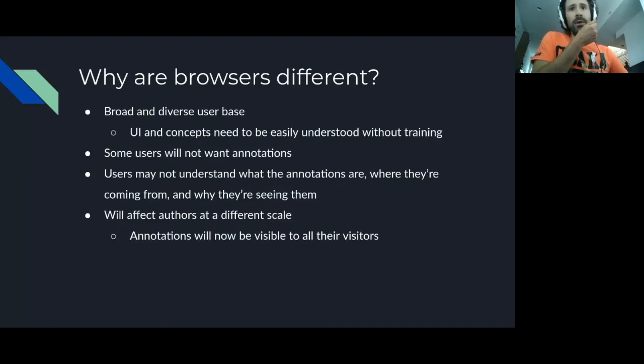Unlike when a user seeks out and installs an annotation client, our users might not actually know about annotations or want them at all. So this is a very big difference. If you install Hypothesis, the extension, you're signaling that you actually want to see annotations. This is not going to be true for most browser users, I think. And since they're not intentional users, we have to make sure that they can understand what's going on.